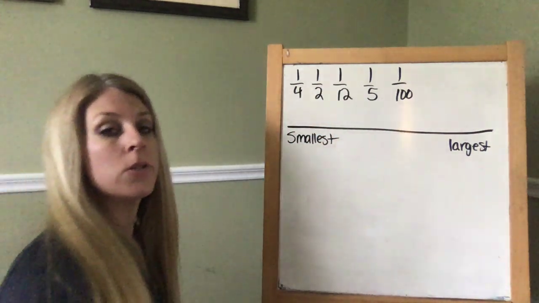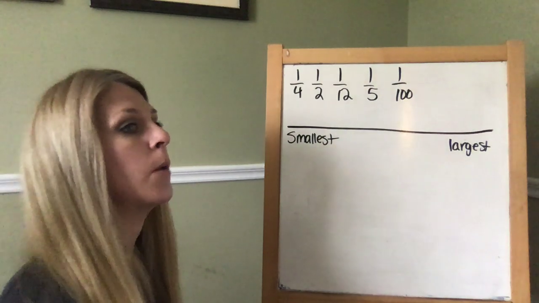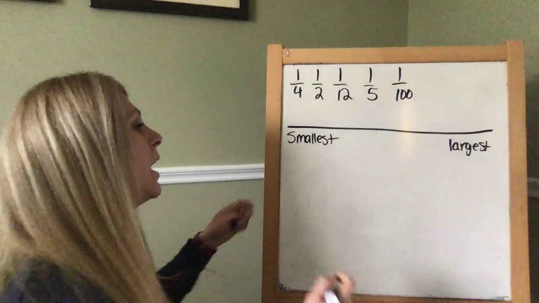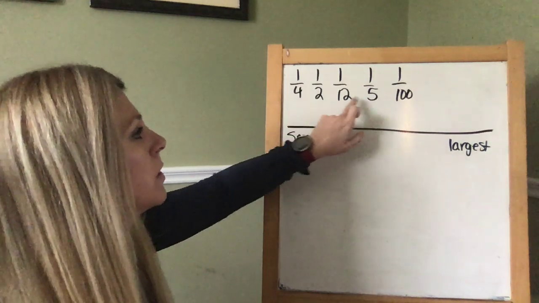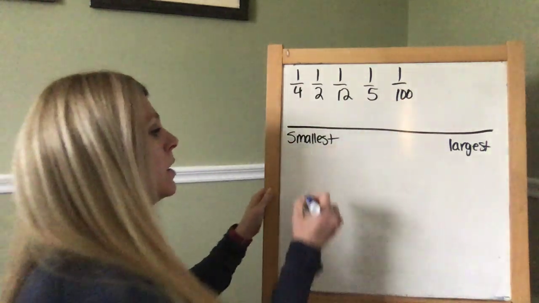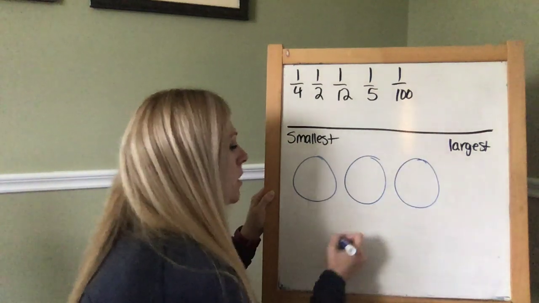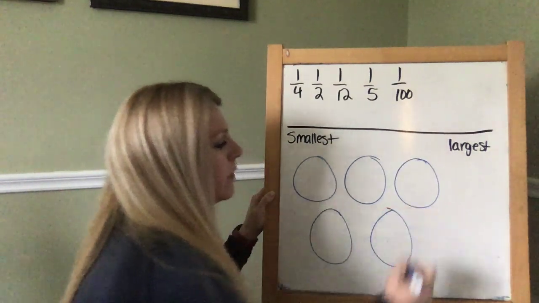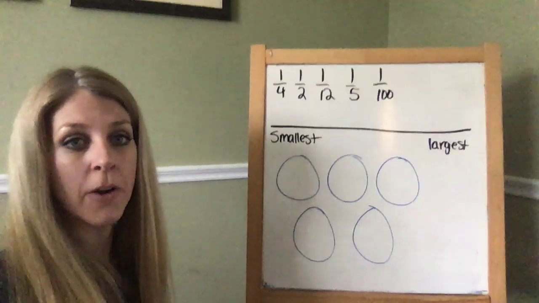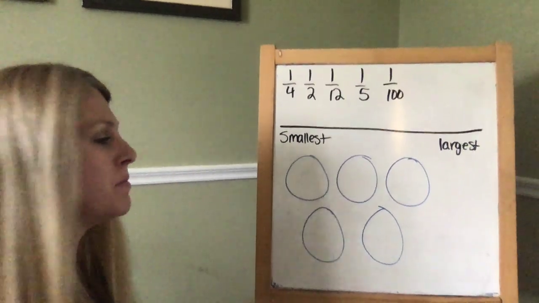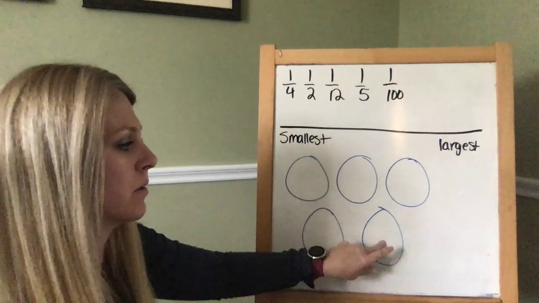okay? So let's start with something that you can relate this to. Let's talk about a pizza, okay? So if I have, let's see, 1, 2, 3, 4, 5 pizzas, right? They're all going to be the same size. 1, 2, 3, 4, 5, all right? So obviously mine are not perfect because there's human error involved in that, but just know I mean for these to all be the same size, okay?